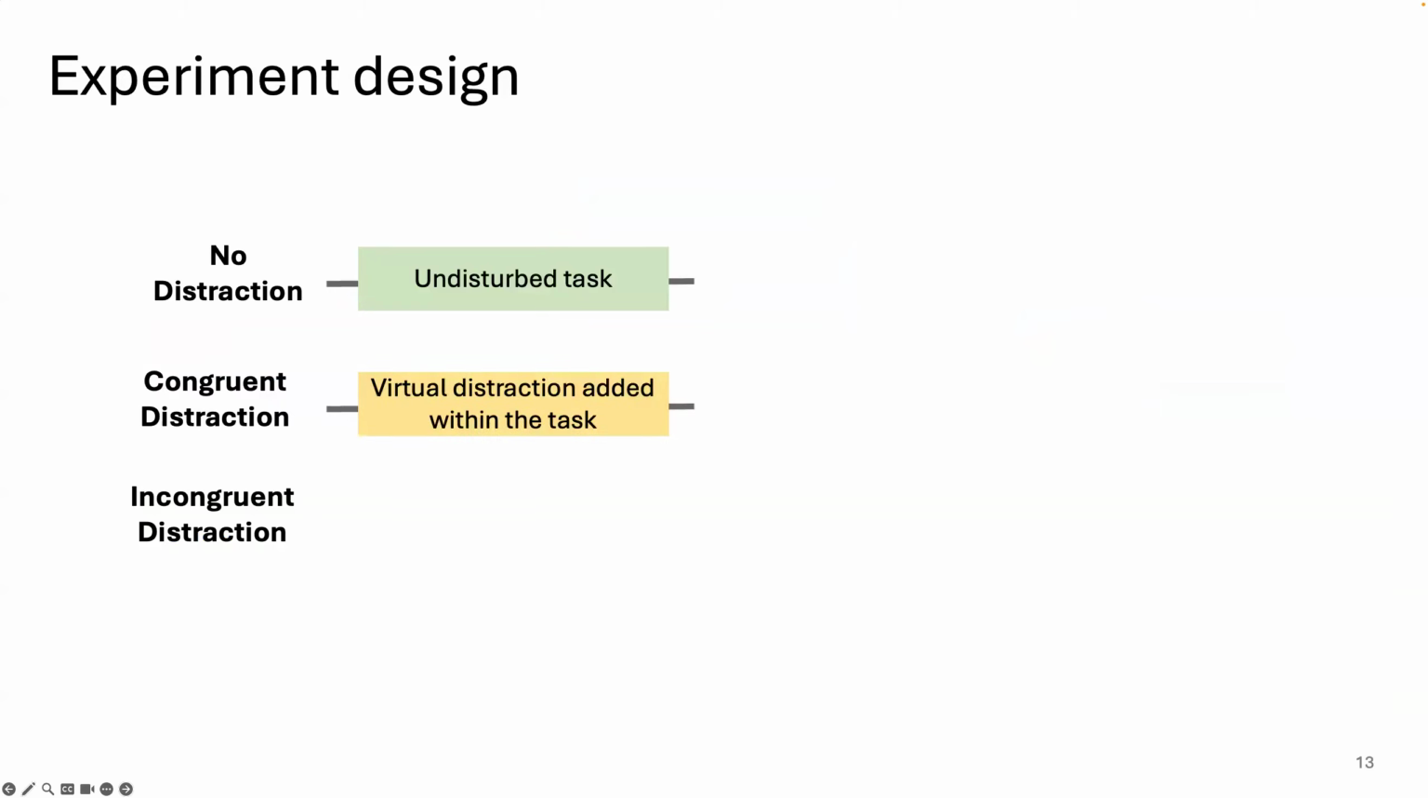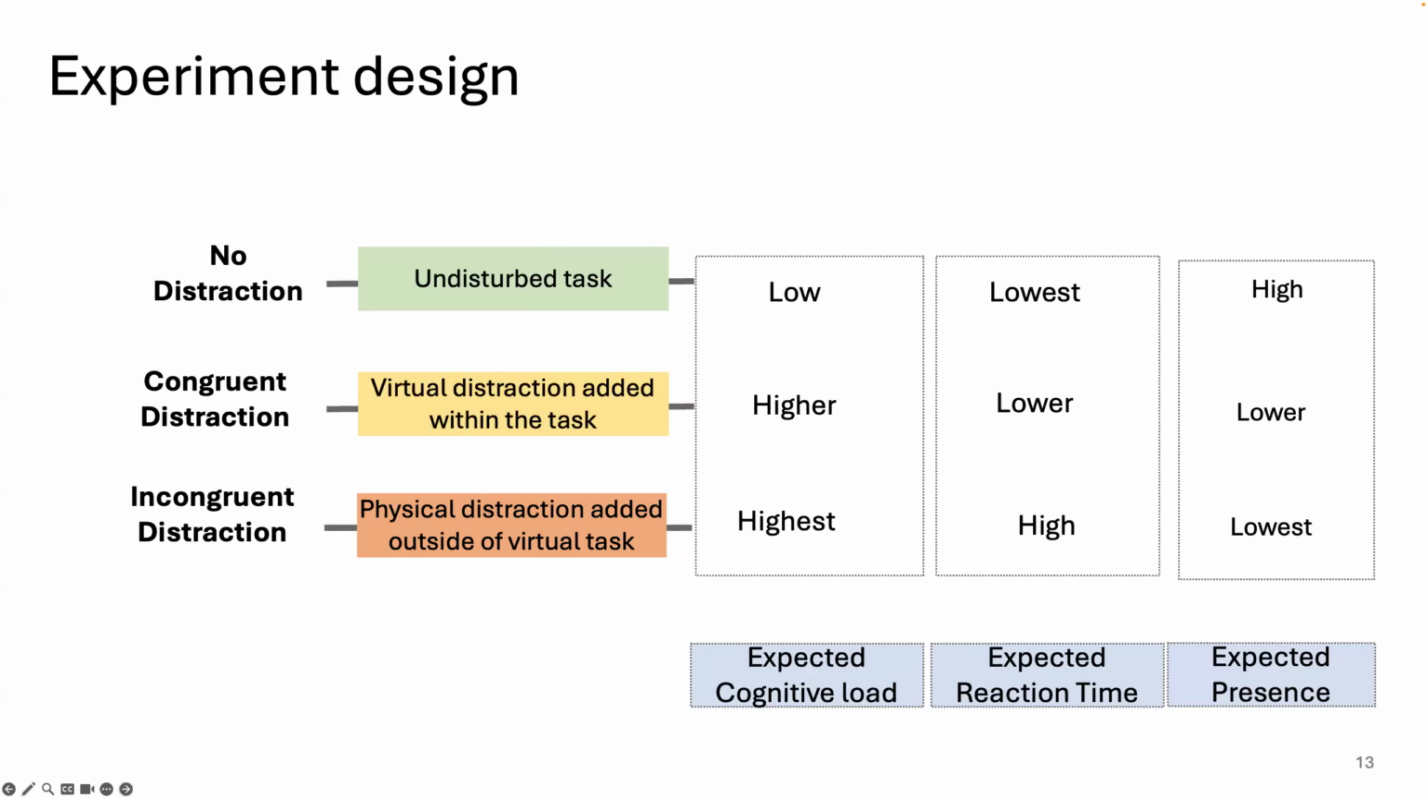So to answer our question, we decided to experiment with two types of distraction, congruent and incongruent. For that, we created three conditions. No distraction is the baseline, where we have an undisturbed primary task, and the congruent and incongruent conditions have a secondary task. In one we have a virtual disturbance, and in the other we have a physical distraction added to the virtual task.